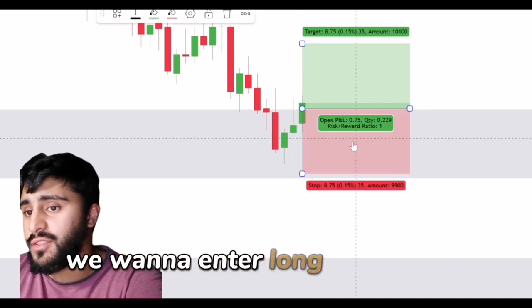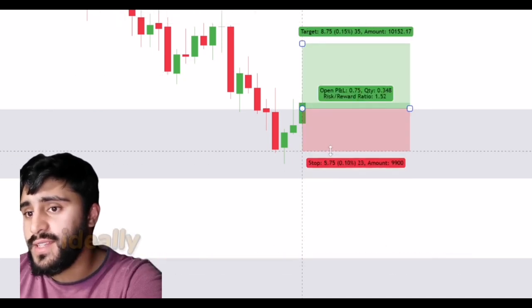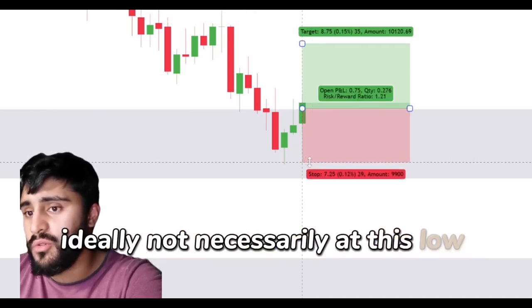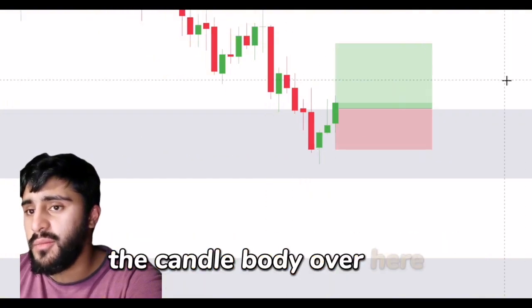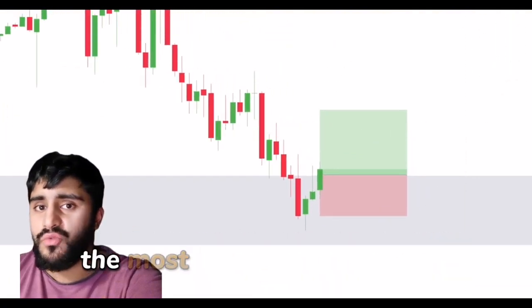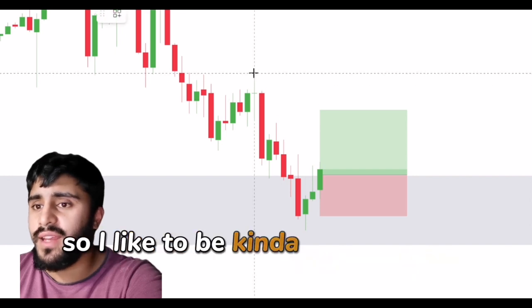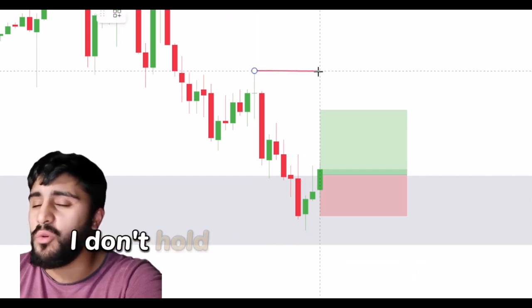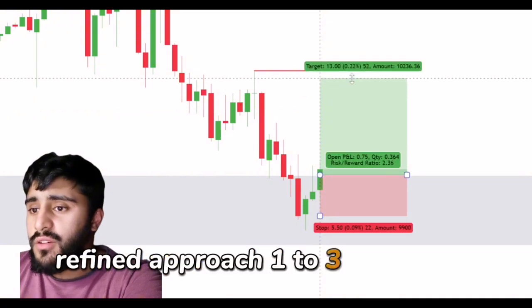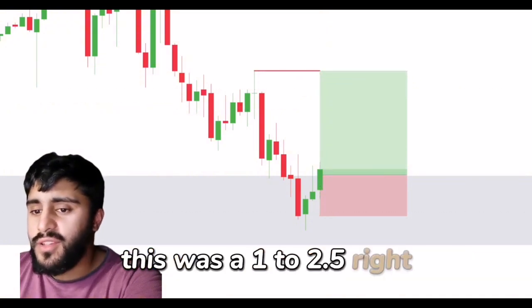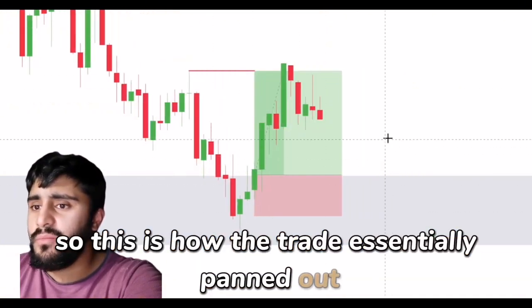So again, we want to enter long at the zone. We want to have a stop loss, ideally not necessarily at this low over here. We want to have a stop loss just below the candle body over here, and where we're looking to target is the most recent data low, right? So I like to be kind of in and out of my trades full volume. I don't hold partials or anything like that anymore. Refined approach, 1 to 3 hour trade. This was a 1 to 2.5, right? So this is how the trade essentially panned out.